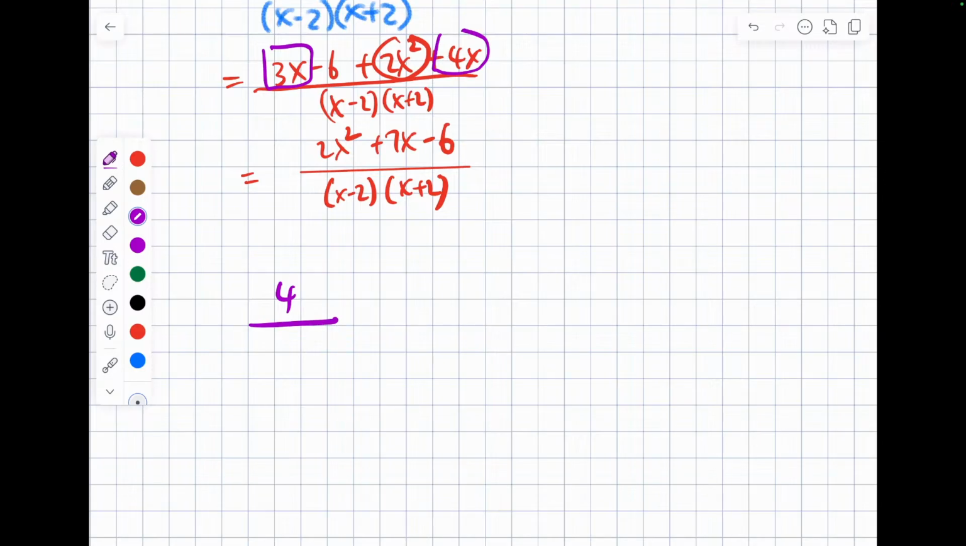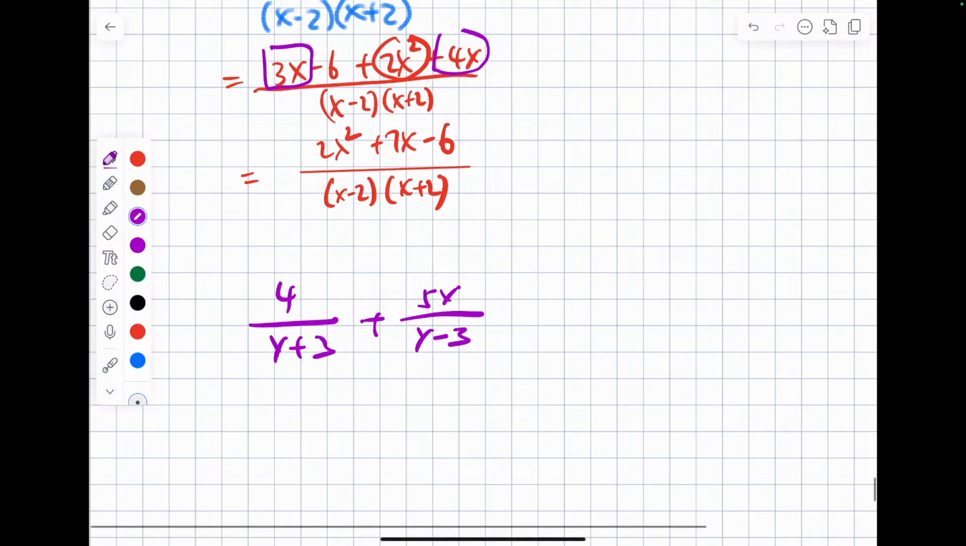Okay, so I want you to try a similar question. 4 over y plus 3 plus 5y over y minus 3. Okay, so do not simplify something when you don't need to. 5y. Sorry, my handwriting is bad.